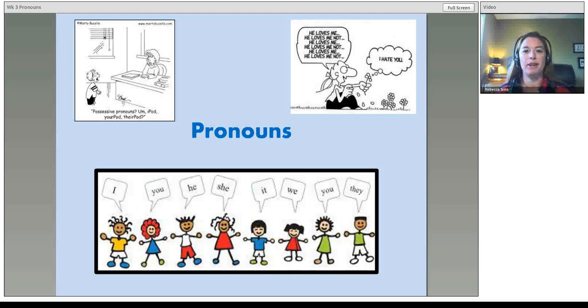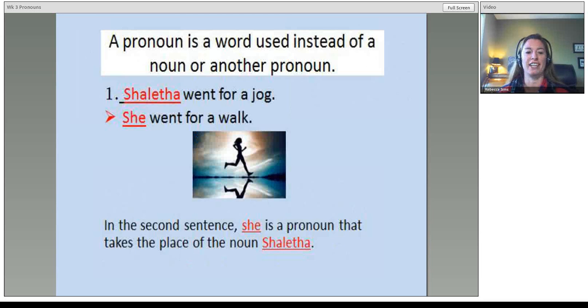Today we are going to be talking about pronouns. On this first slide you can see some clever little cartoons that just kind of speak to the confusion maybe, and also the use of pronouns. He loves me not. Using he instead of the name, and then of course the hilarious I hate you from the flower. The child says possessive pronouns, iPod, your pod, their pod. So grammarians like to use a little grammar humor occasionally.